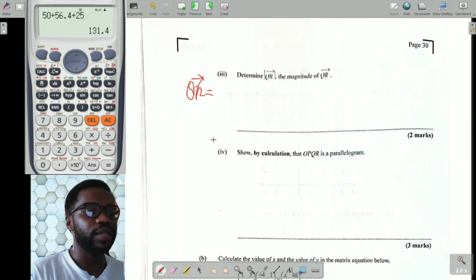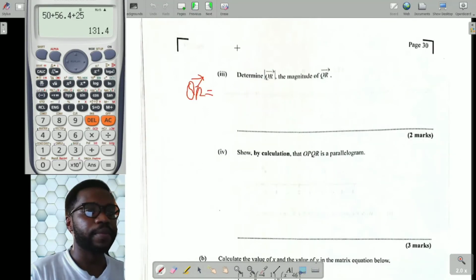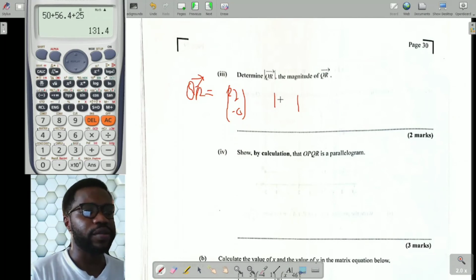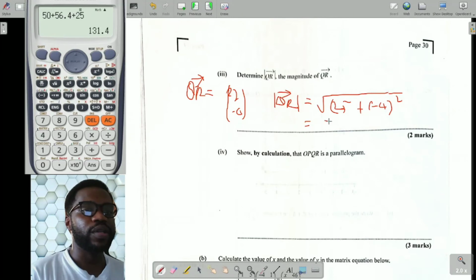QR, as we know, is equal to, let's go to the previous page, 2, negative 4. Now the magnitude of a vector is done similar to how you use Pythagoras' theorem. So the modulus of QR is equal to the square root of the horizontal movement squared, which is 2 squared, plus the vertical movement, which is negative 4 squared. Ensure you put the negative 4 in a bracket. That's going to give me, if you work this out, the square root of 4 plus 16.